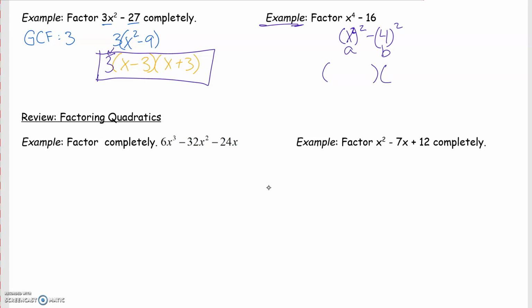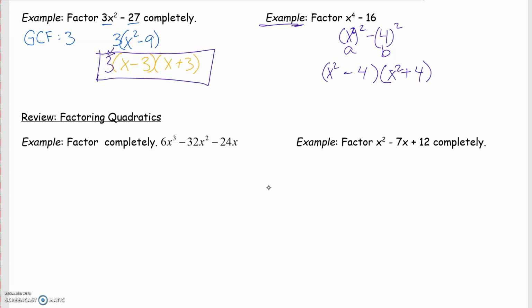Setting it up, we have a difference of squares. Okay, so this is going to end up being x squared minus 4 times x squared plus 4. All right, now we need to double check, can it be factored further? Okay, looking at x squared plus 4, there's nothing I can do to expand that, but I can expand x squared minus 4 because that's another difference of squares.